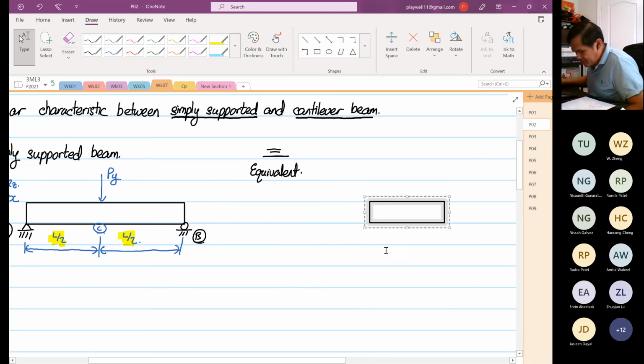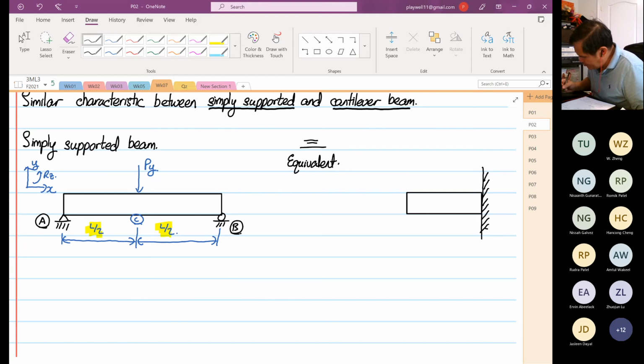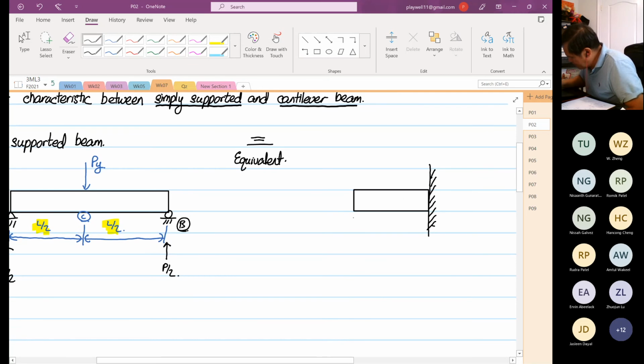So now this is our cantilever beam. Okay. Before I go on, we know that at point A we have a reaction force. This is P/2, right? And at point B we have a reaction force. This is P/2.